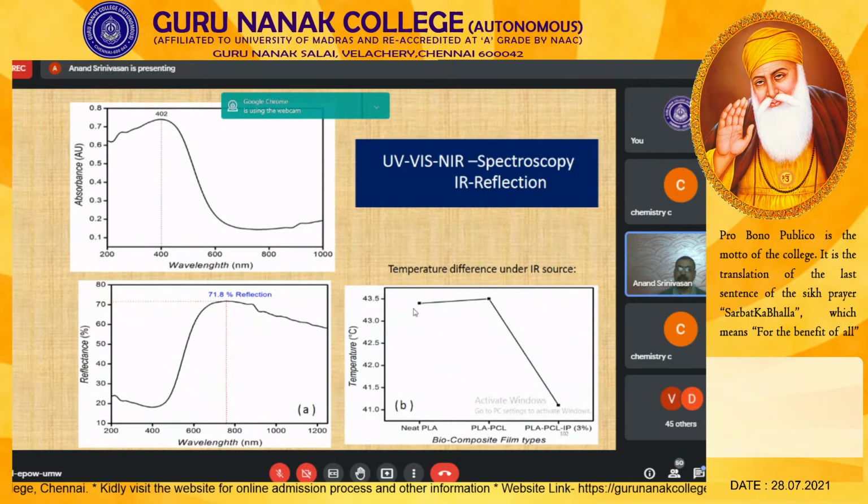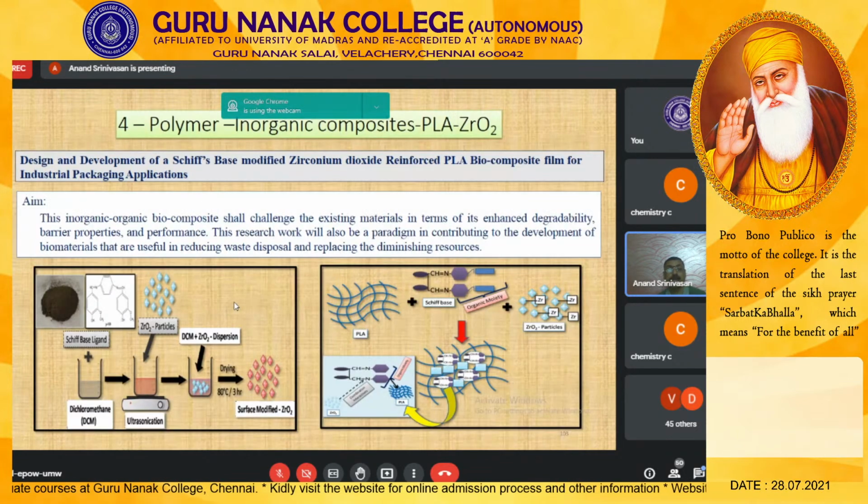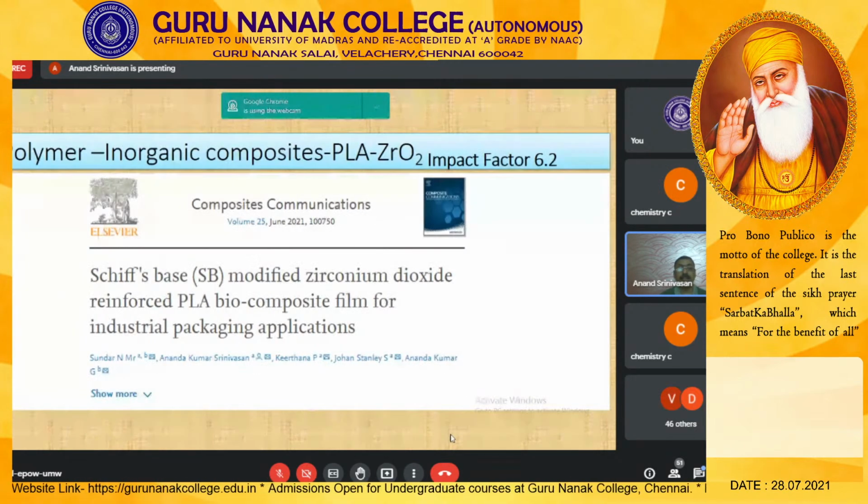When this particular film is applied as a sticker, or it can be applied as a coating, what happens, you will feel only less temperature inside your car. You can see 71.8% of IR radiation is reflected back when you are using this particular film. And similarly, we were also able to make PLA inorganic film composites, and we were able to study the interaction. And zirconium oxide, as I told you, was able to degrade the PLA to a greater extent. And this paper was published in a very good journal, Composites Communications, whose impact factor is 6.2.